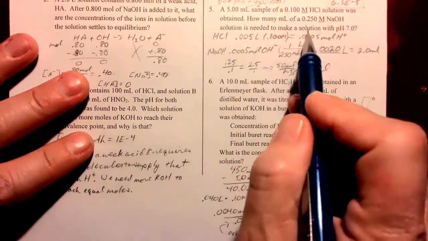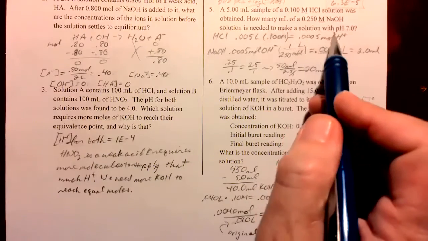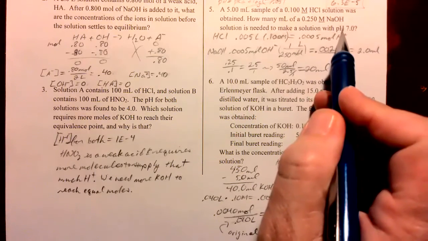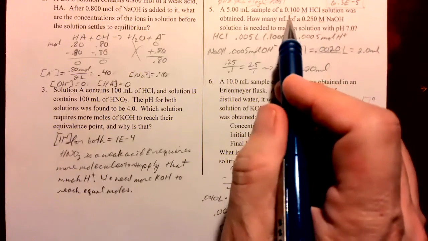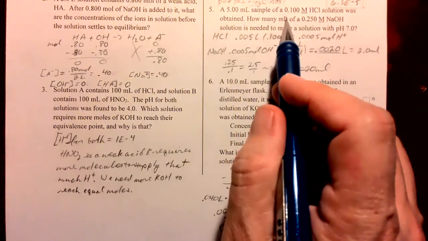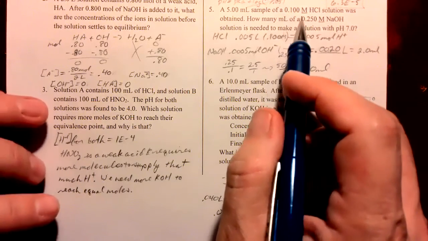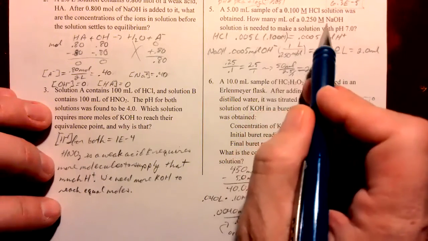But we actually know that we want to go to the equivalence point because we are going to make a pH 7, which is neutral. So we're going to use them both up exactly on each other, which means that the moles of each are going to be equal to each other. So how many milliliters of this will be needed?